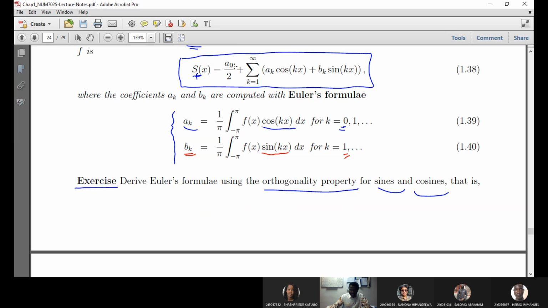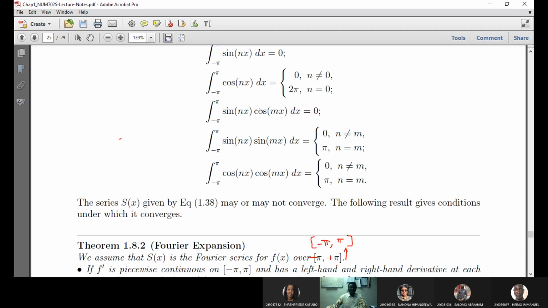You see that here we isolate a0 by 2. That's our first term. The remaining terms are grouped as a combination of cosine and sine. And the coefficients, the ak and the bk, are given by Euler's formula, as you can see here.